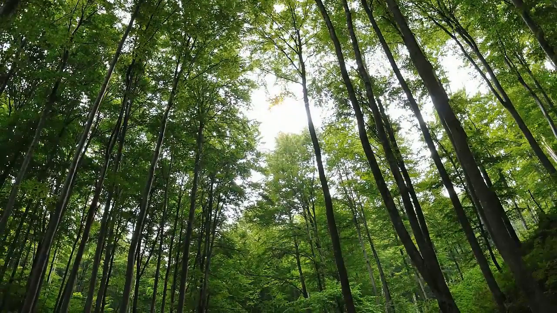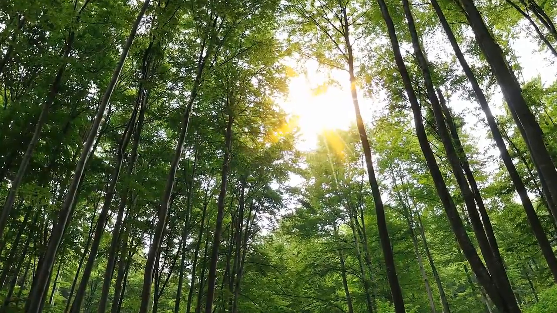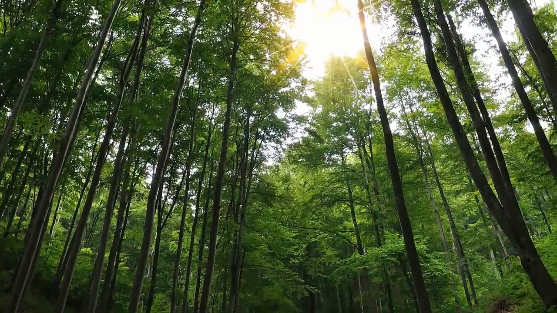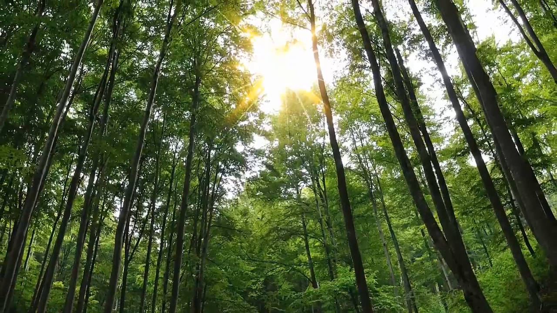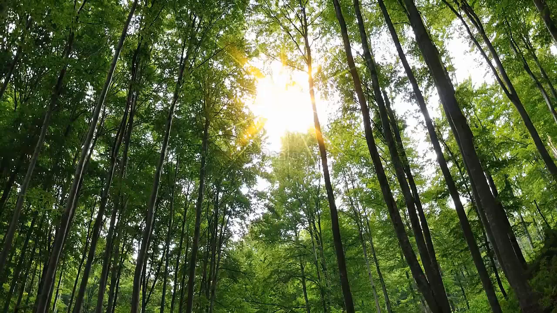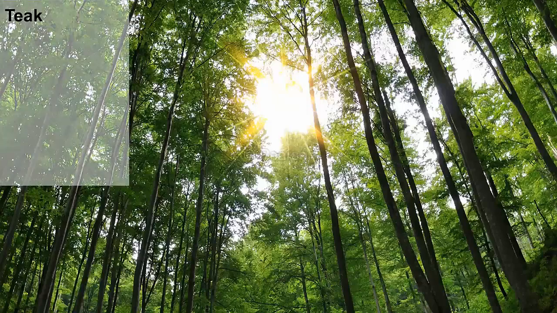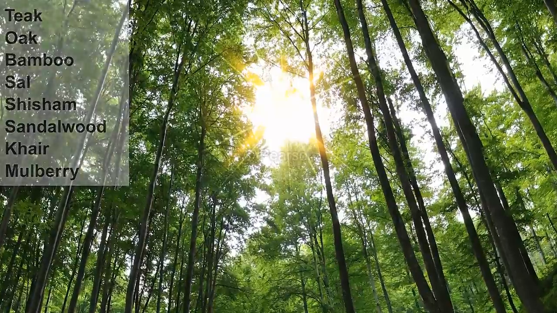Deciduous forests are found on the eastern slopes of the Western Ghats and in states such as Jharkhand, West Odisha, and Chhattisgarh. Deciduous trees lose their leaves for about 6 to 8 weeks each year. Every type of tree has a different time to shed its leaves during the year. Therefore, the forest does not appear leafless at any point in time throughout the year. As the seasons change, the color of the leaves changes too. Teak, oak, bamboo, sal, shisham, sandalwood, kher, mulberry are some of the deciduous forest trees.